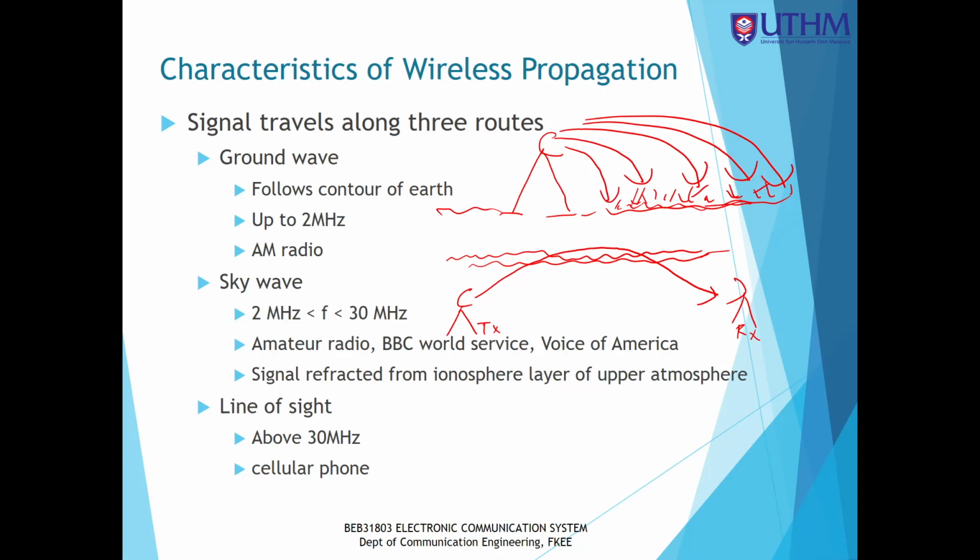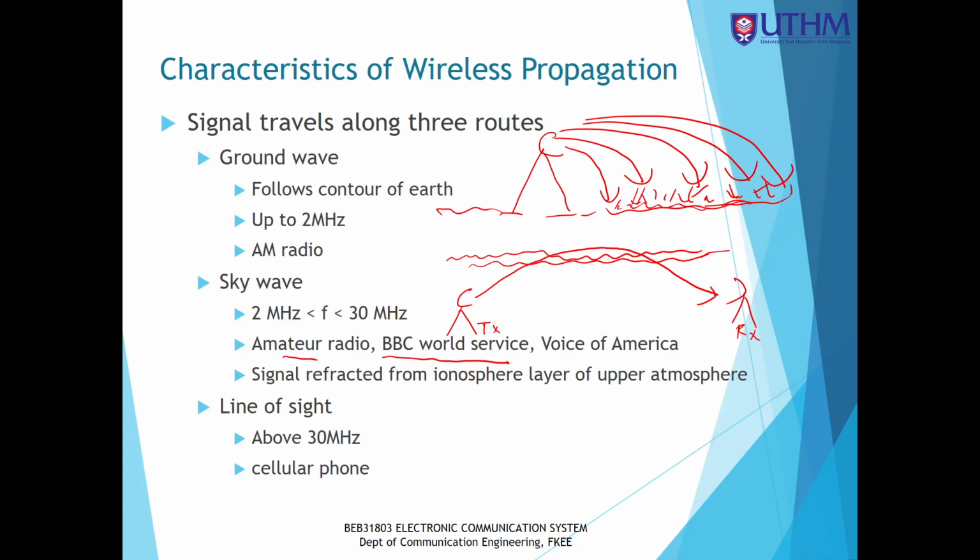Okay, so sky wave means that we transmit to the atmosphere and then the atmosphere will reflect back to the earth. So this is what we call the sky wave. You see that this is for the amateur radio, BBC worldwide service. So you can listen to BBC radio, for example, that is transmitted from England. The wave is transmitted to the atmosphere and then reflected back to the earth.